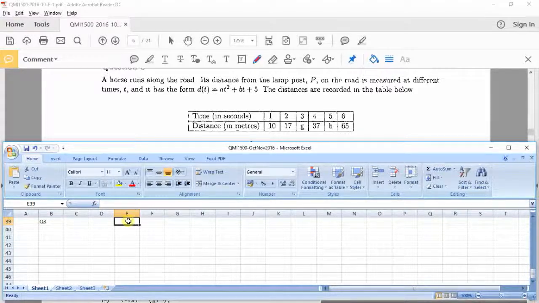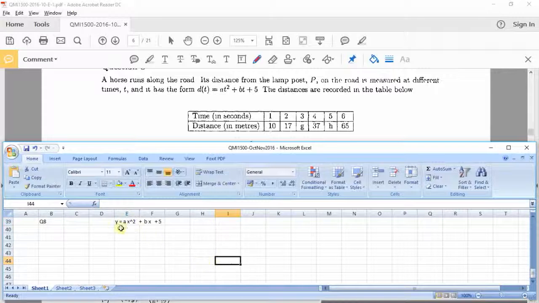You've got time and you've got distance: 1, 2, 3, 4, 5, 6, and distance in meters, 10. We're going to need 2 points here. So d of t will be y equals a x squared, I'm just replacing the t's with an x, plus bx plus 5.